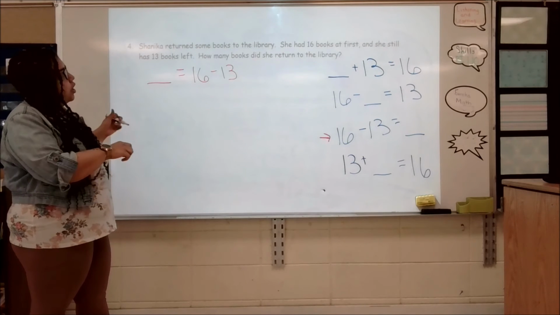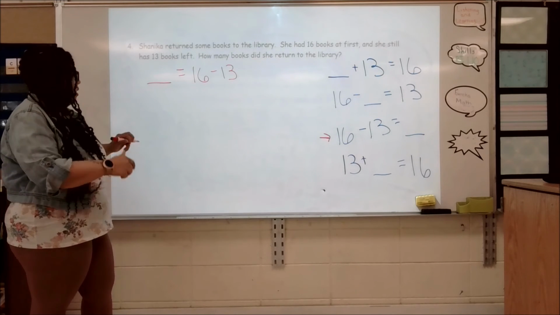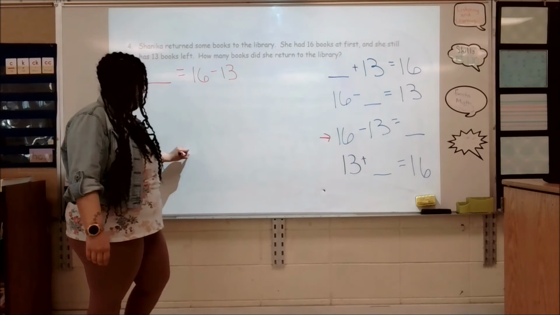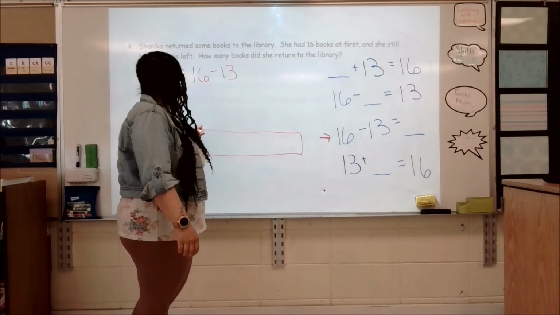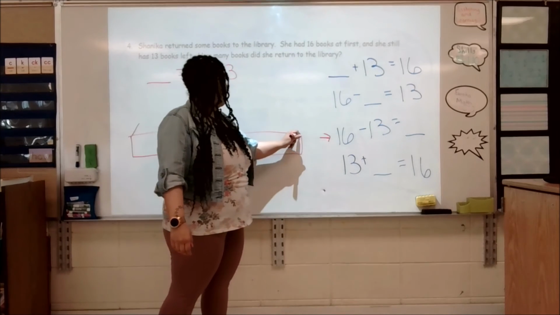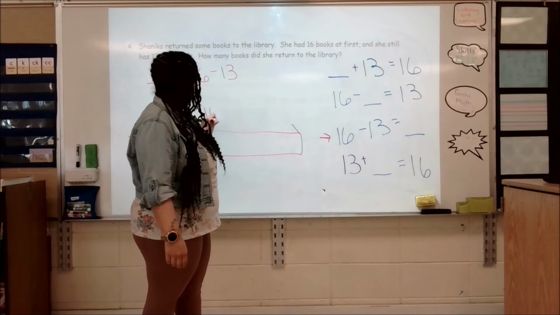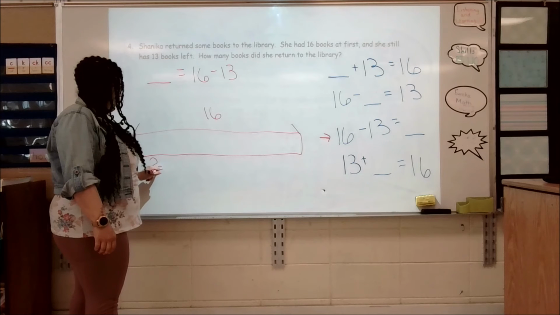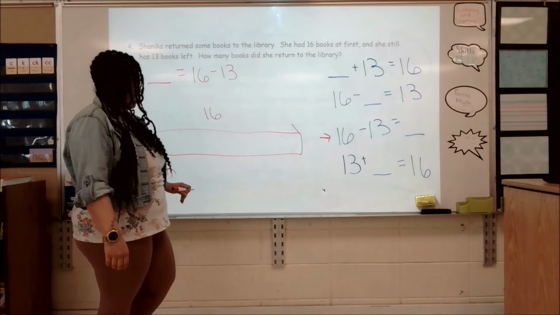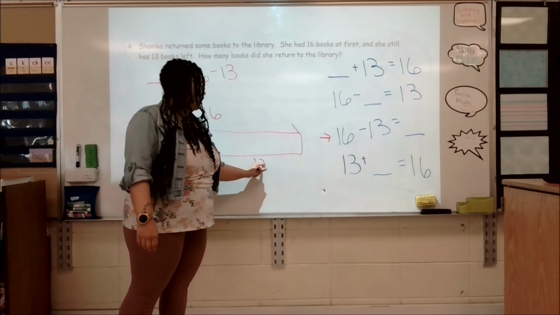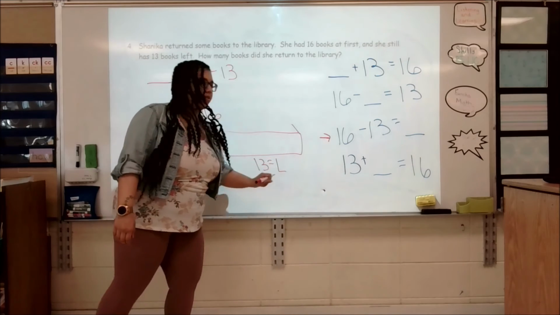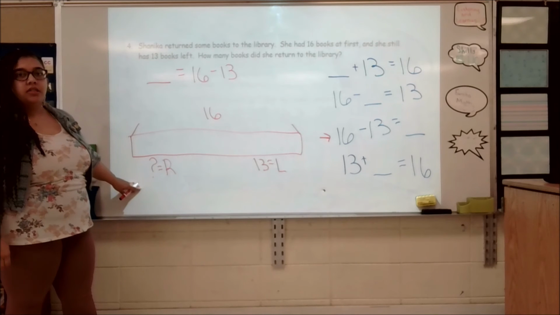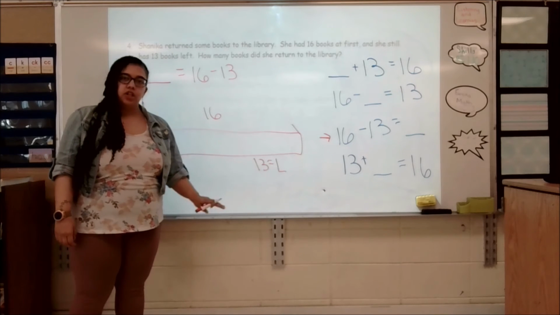Alright, so she returned some books to the library. We don't know how many. We do know the whole. We know she started with 16 books. She returned some to the library. And she has 13 books left. So she had 16 books. She returned some to the library. And she has 13 left.